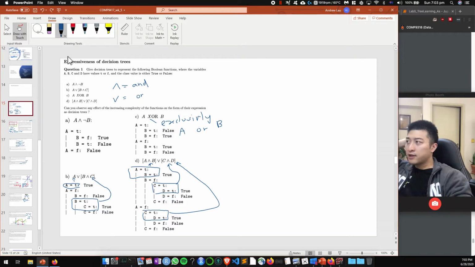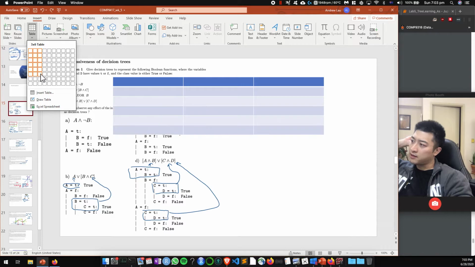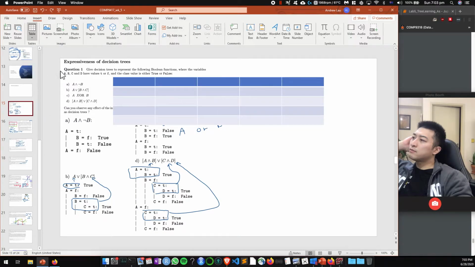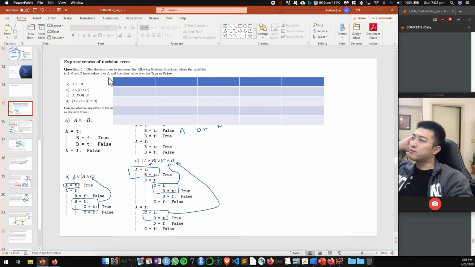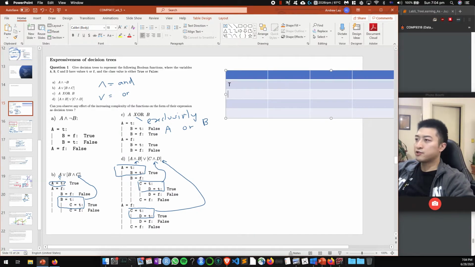Now, if you're ever confused about any of this sort of stuff, what I would recommend is doing a truth table, especially if it's something simple like this. It's quite easy to do. It's not too arduous. There's only two things, so the number of combinations is quite small.